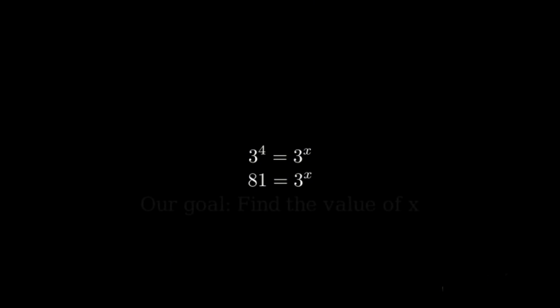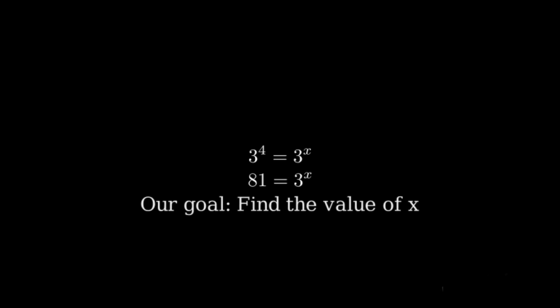In this equation, our goal is to solve for x, which will demonstrate the principle that when the same base is raised to different powers and the results are equal, those powers must be equal. One approach is to calculate various powers of 3 to identify which exponent gives us 81. Let's create a table to visualize this.